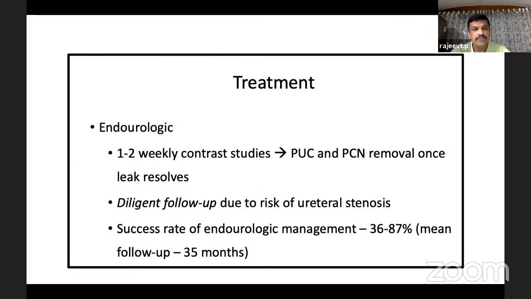Treatment of these cases may be in the form of endourologic management. So 1 to 2 weekly contrast studies can be done. Diligent follow-up is mandatory because these cases have a high risk of development of ureteral stenosis. And the success rate of endourologic management has been reported to the tune of 36 to 87% in a follow-up varying up to 35 months.